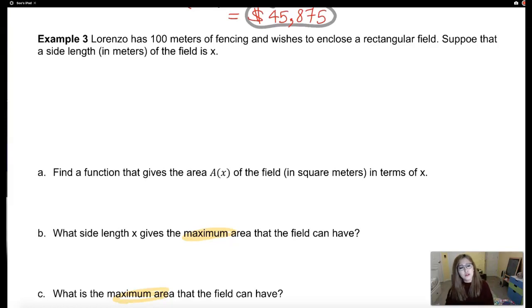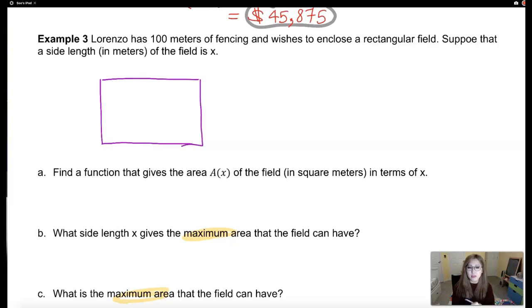Lorenzo has 100 meters of fencing and wishes to enclose a rectangular field. Let me draw a rectangle. When I think about a rectangle, guys, I think about it a little longer on the side. So that's my rectangle. He has 100 meters. That's all he has, and he wants to use it all. And he's trying to make a rectangle.